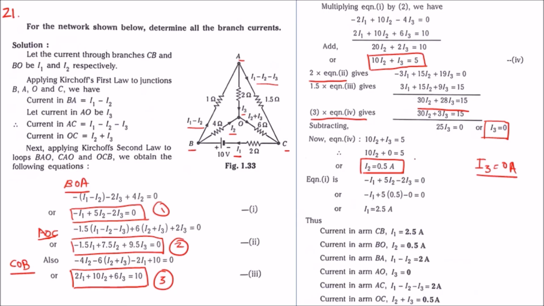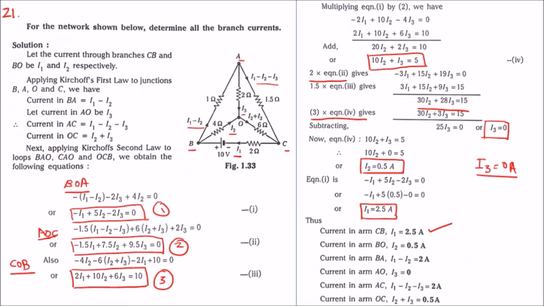Then further we know that I2 and I3 will simplify in one equation, and we'll find I1. So once we find all three, we'll substitute into all the branch current equations and find the branch current.